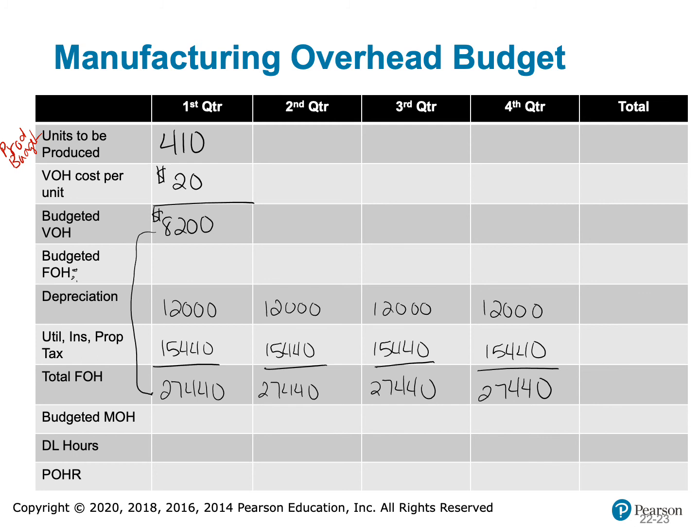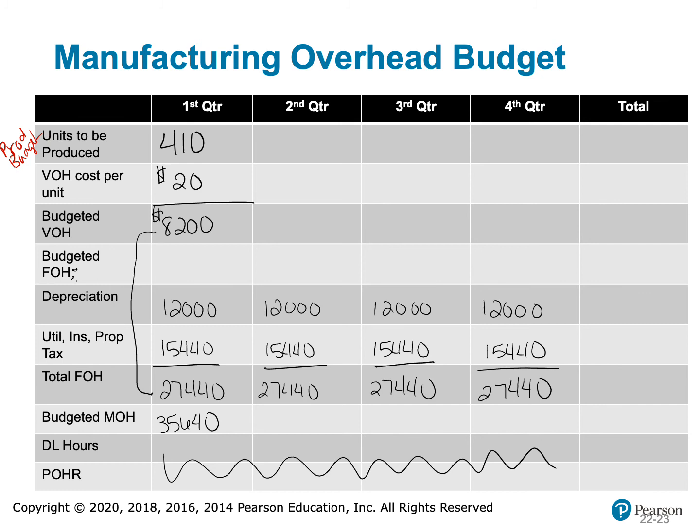So for quarter one, that is $35,640. Now for quarter two, it's going to be a different amount, and don't use these charts here till the very end. I'll show you how to do that at the end.